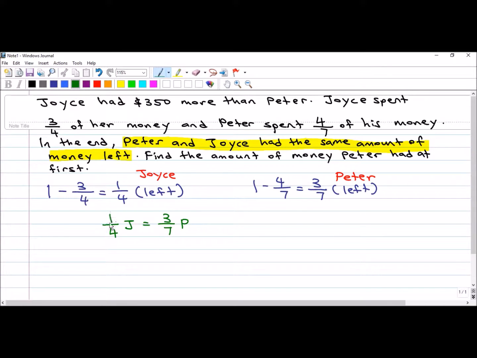Now the next thing I have to do is this. I've got to make the numerator the same. So if I want to make the numerator the same, very simple. I simply times 3 for the numerator here and the denominator here. So 1 times 3 I get 3, 4 times 3 I get 12.